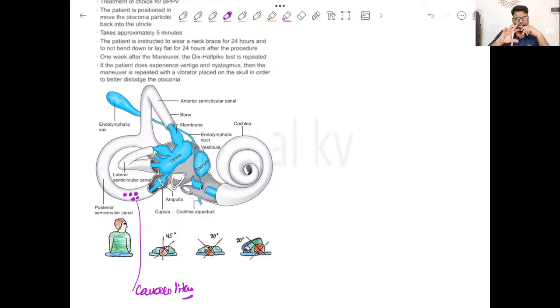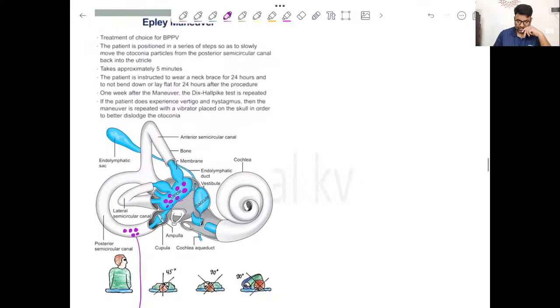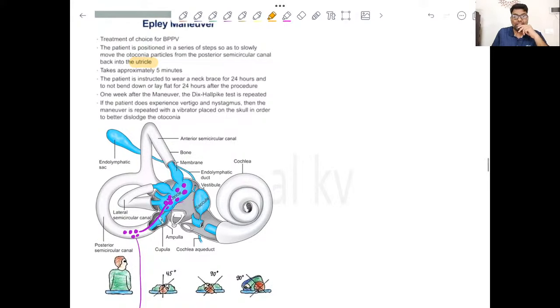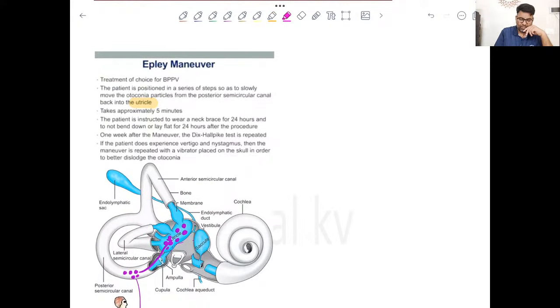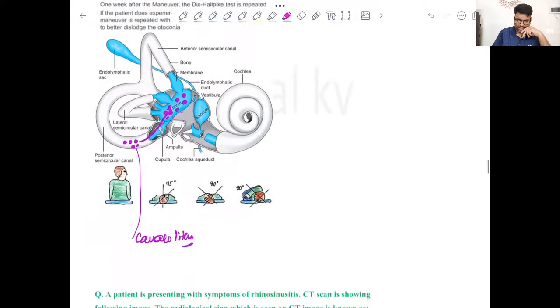We try to change the position of the semicircular canals by changing the position of the head. We are just trying to move all these canaliths into the utricle, or somewhere here. We just want to bring all those canaliths into the utricle, right? So this way we are minimizing the possibility of vertigo, right? So this is the concept of Epley's maneuver, which is done for benign paroxysmal positional vertigo. Clear? So please remember Epley's maneuver.